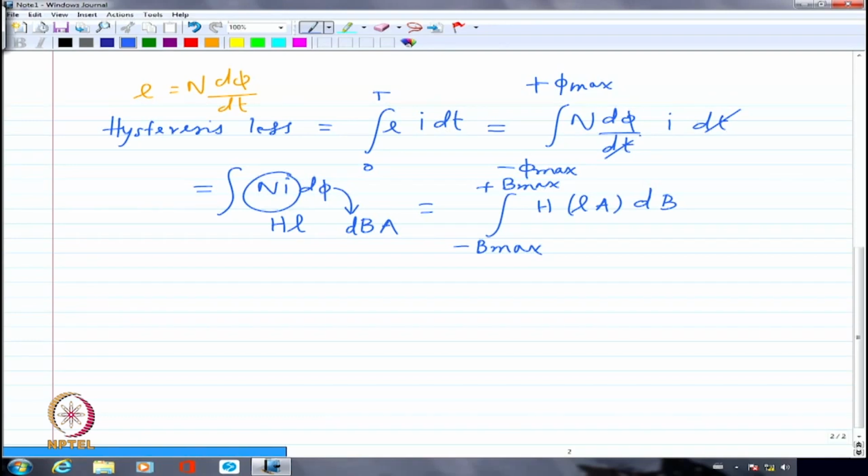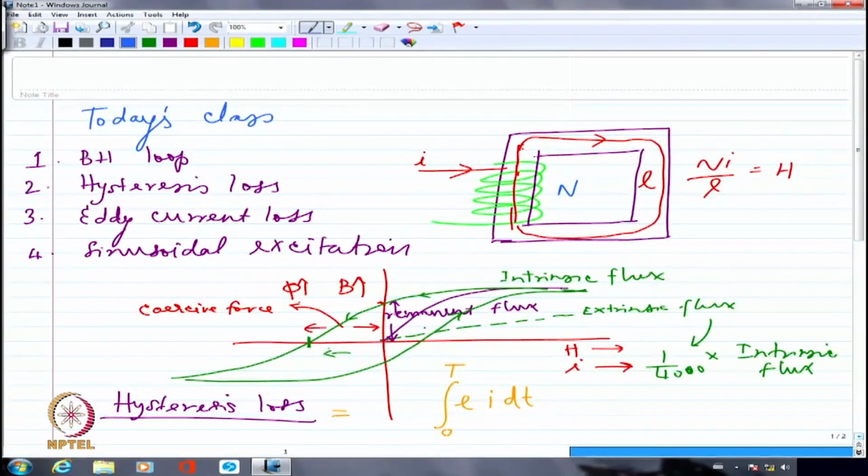If I go back to the curve from earlier, I can take some particular value of H and look at what dB is here. This is probably my dB. I'm sorry, I'm overwriting on the remnant flux itself. This is my dB. So the integral of H dB gives me the area covered by this particular curve, because this is the B axis.